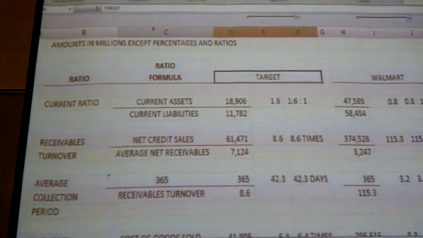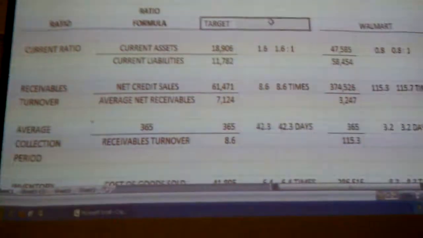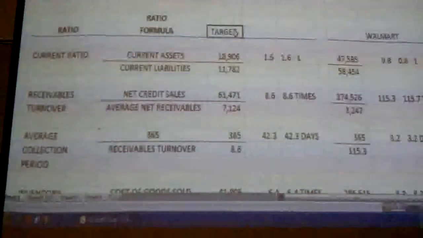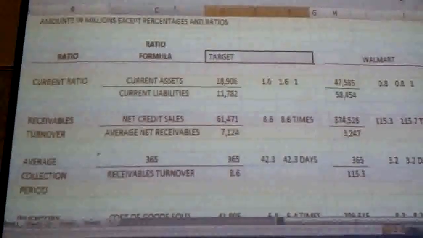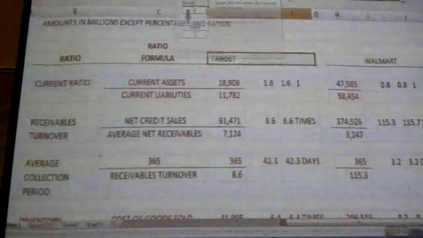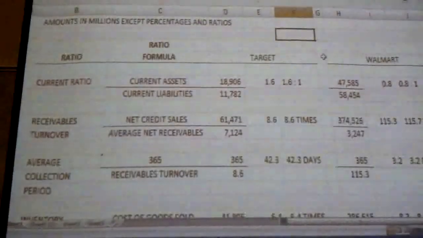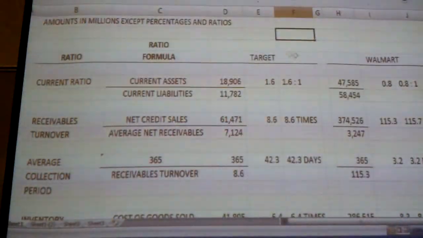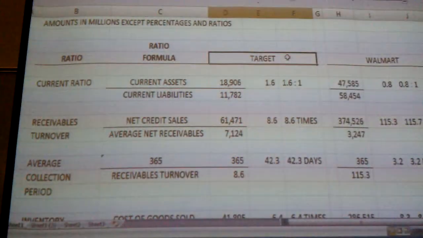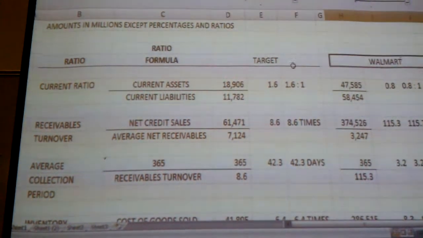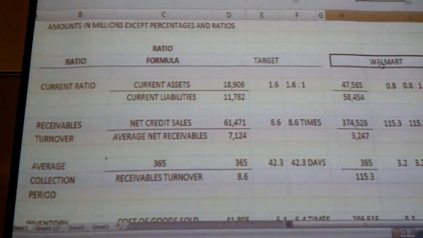Also, I centered this using Merge and Center. We went over this before, but I grab it, run it across all three columns, and click on the Merge and Center function, and that way it's centered across all three columns. So I did that for Target and for Walmart.